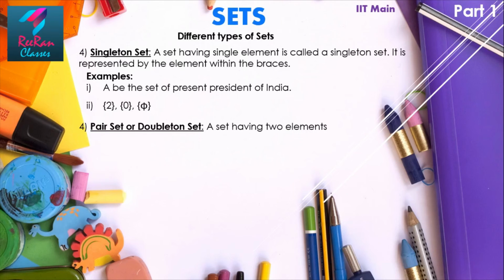Next one is pair set or doubleton set. A set having two elements is called a pair set. For example, {1, 2}, it is having two elements. {R, S}, it is also having two elements. So this is an example of doubleton set.